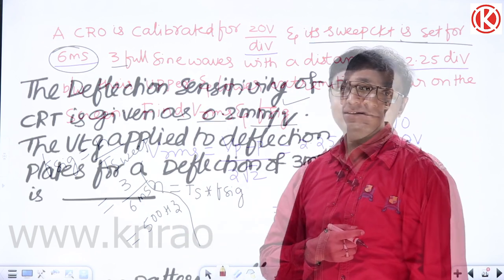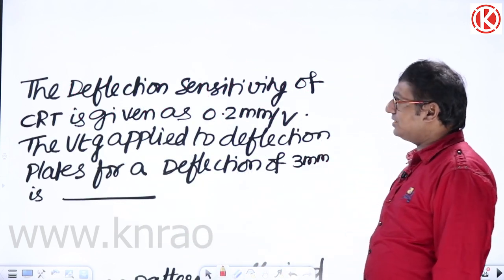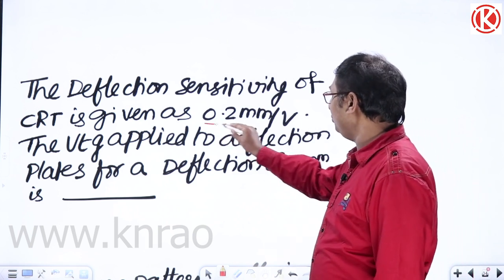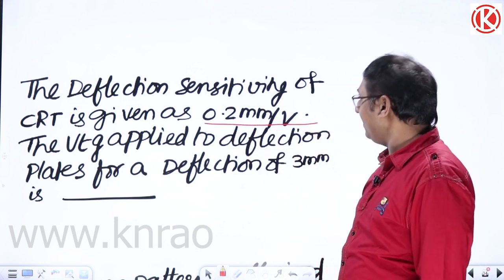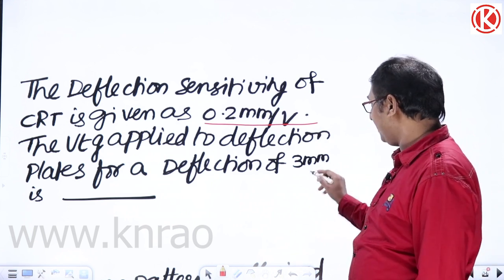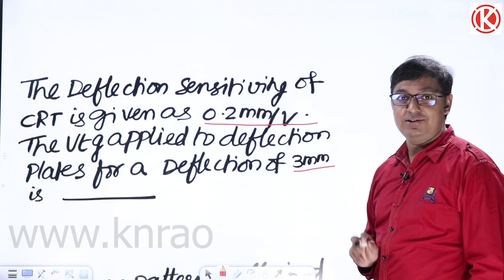Done? Right. Next question. The deflection sensitivity of CRT is given as 0.2 millimeters per volt. The voltage applied to the deflection plates for a deflection of 3 mm is dash.